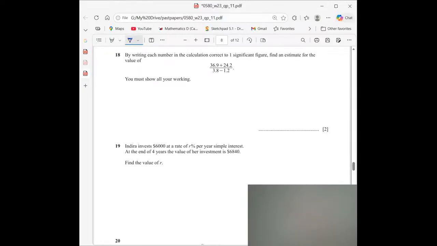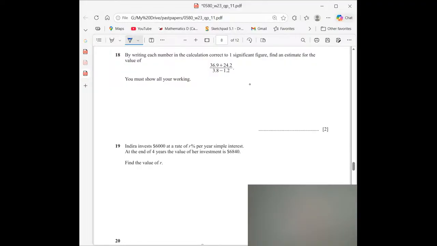Okay, next question is this. By writing each number in the calculation correct to one significant figure, find an estimate for the value. You must show all your work. Okay, so let us proceed here.